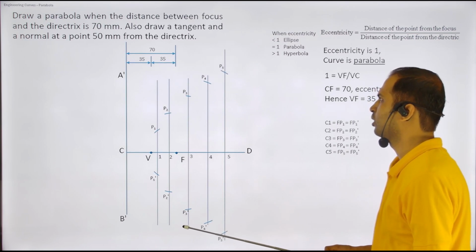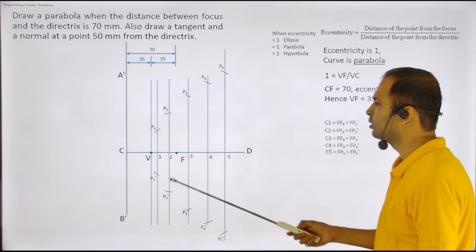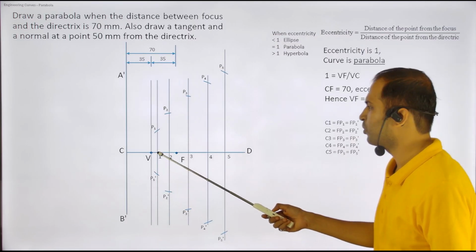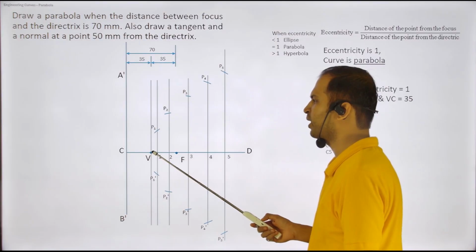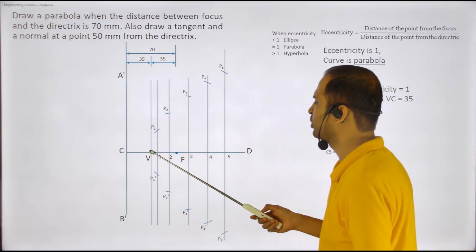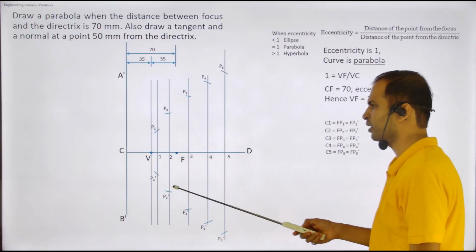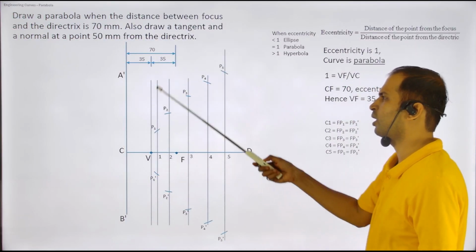I've done the same. Now I'm going to join the vertex point. From here is the origin of my curve upwards, and from here is the origin of my curve downwards. So I'm marking a vertex line, vertical line.